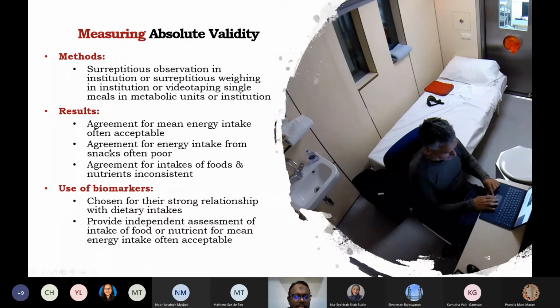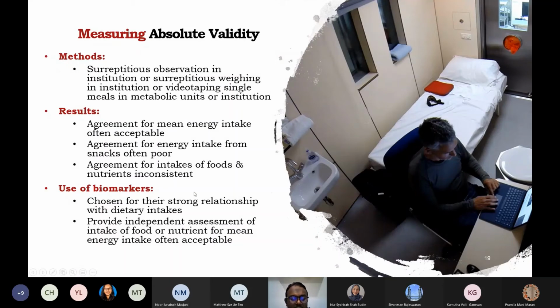The result that we get from absolute validity is agreement on mean energy intake, which is often acceptable. Agreement for energy intake from snacks is often poor. Sometimes we miss the things that they consume on their own time, whenever we are not observing them. Agreement for intakes of foods and nutrients is often inconsistent.